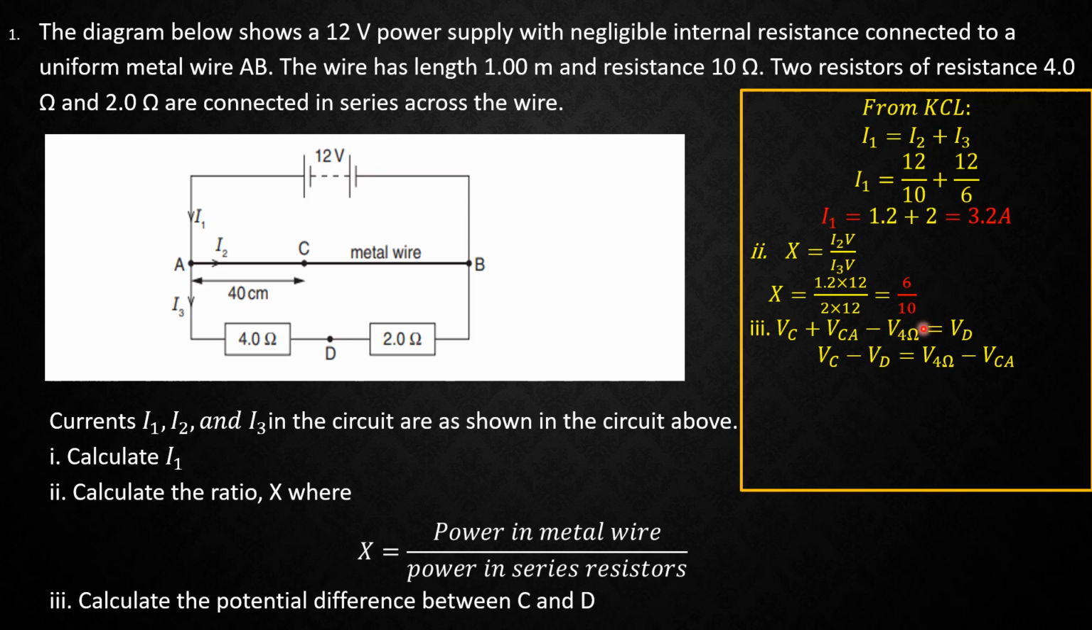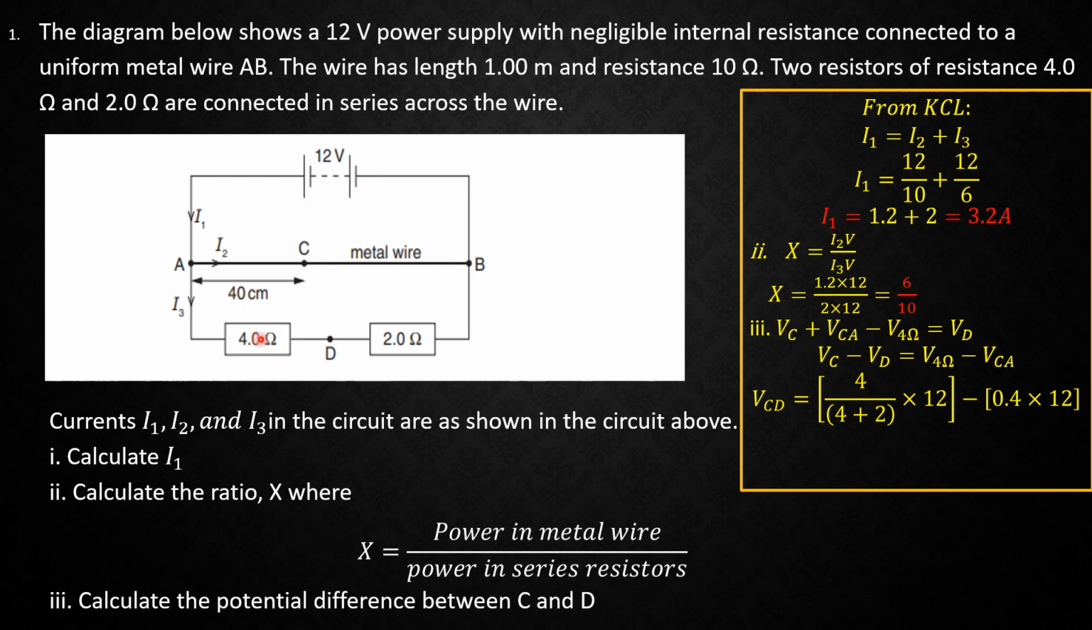So we actually make VC minus VD the subject. So this is VC here, bring VD this way, carry the other ones the other way. So we basically have VC minus VD. That only gives us the potential between C and D. Can you see that? So we actually have V across the 4 ohm resistor minus VCA.